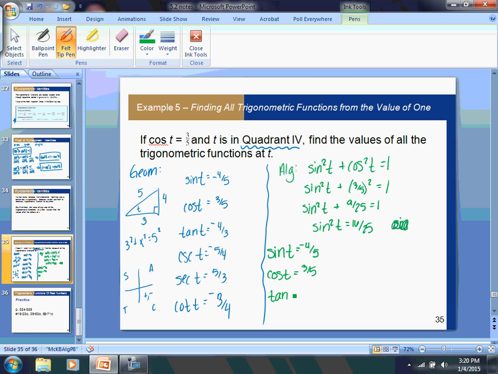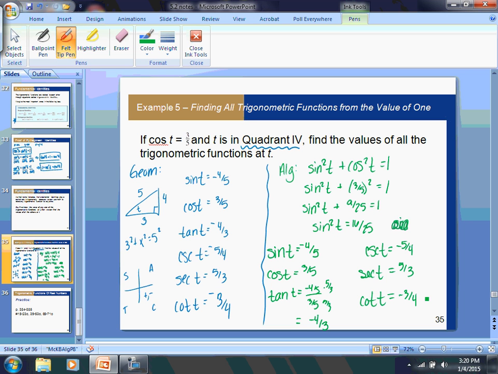And then tangent of t. Tangent would be sine over cosine, so negative 4/5 over 3/5. Then I'd multiply by the reciprocal, 5 over 3, so that would be negative 4 over 3. Those are the same values I got over here: negative 4/5, 3/5, and negative 4/3. And then I do my inverses. My cosecant, I take the reciprocal, negative 5 over 4. My secant, the reciprocal is 5/3. And my cotangent, the reciprocal is negative 3/4.